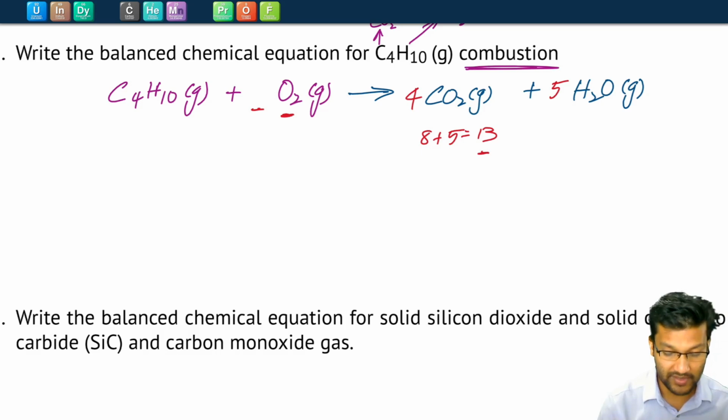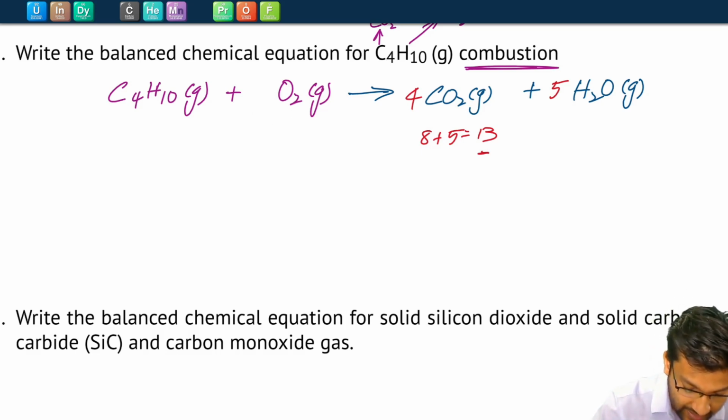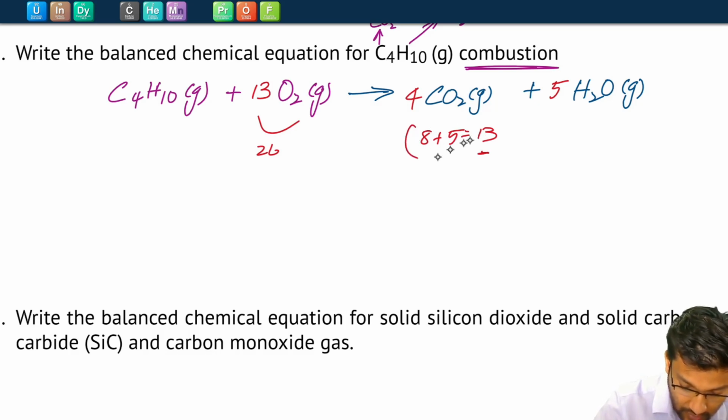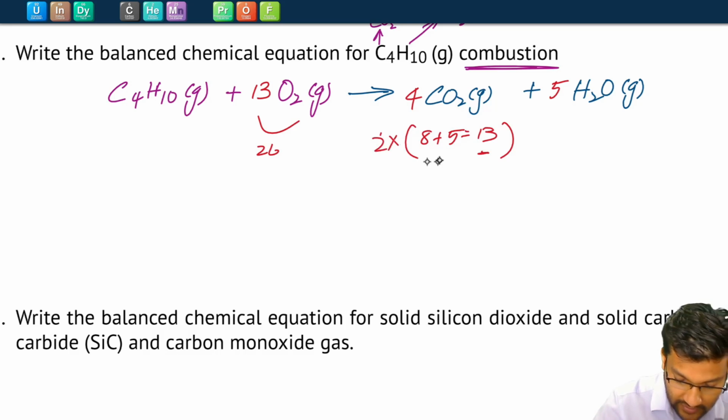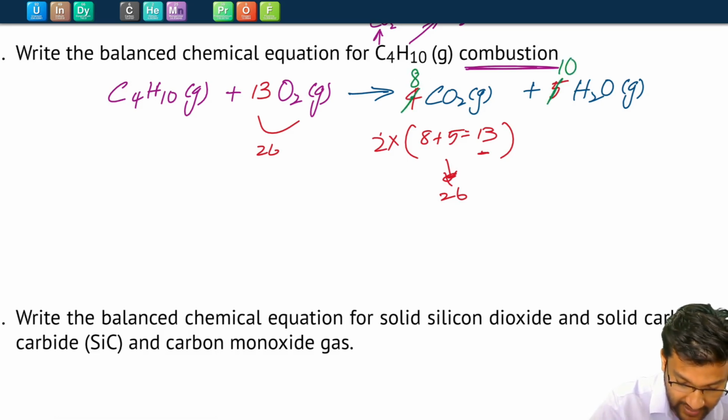So you might be thinking, oh, there's an issue here. But not really. Let's multiply this whole thing by 13. This gives us 26. And so all we need to do is multiply everything on the right-hand side by 2 to give us 26 oxygen atoms as well. So that means instead of 4, we'll have 8 carbon dioxide, and instead of 5, we'll have 10 water.